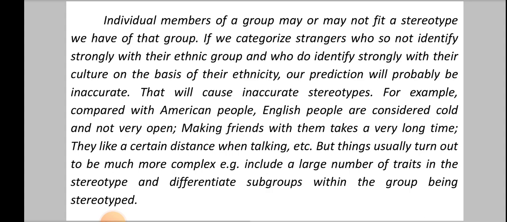For example, compared with American people, English people are considered cold and not very open. Making friends with them takes a long time. They like a certain distance when talking, etc. But things usually turn out to be much more complex. For example, include a large number of traits in the stereotype and differentiate subgroups within the group being stereotyped.